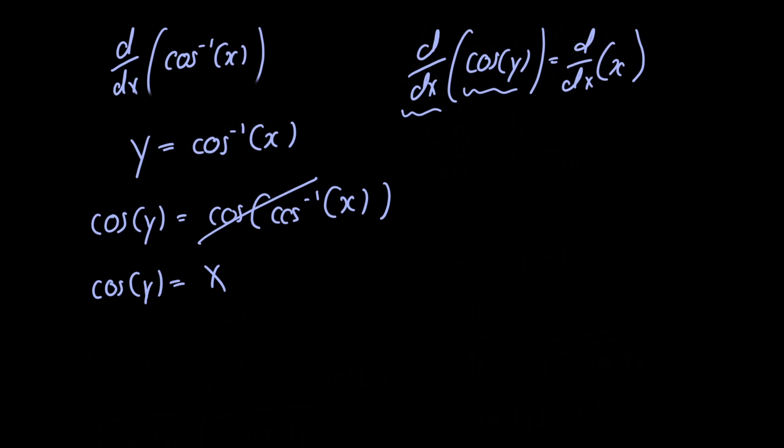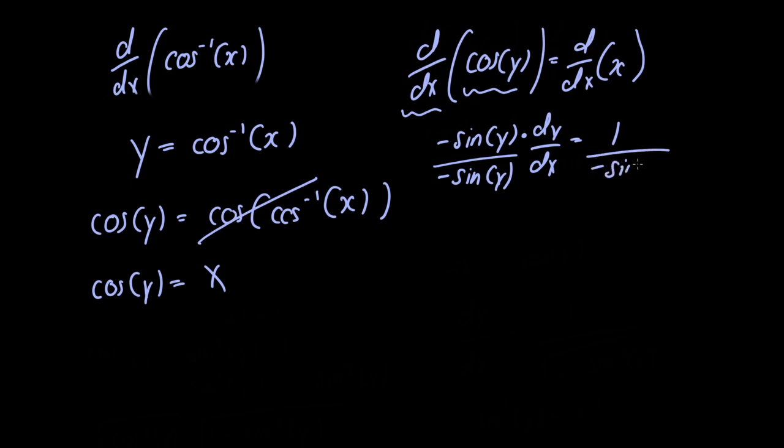Now the derivative of cosine of y is minus sine of y, and we're going to have to multiply by dy over dx, and that's going to be equal to 1 as the derivative of x with respect to x is just 1. Now let's just go ahead and divide by minus sine of y. So these two cancel. And I'm just moving the negative sign up top.